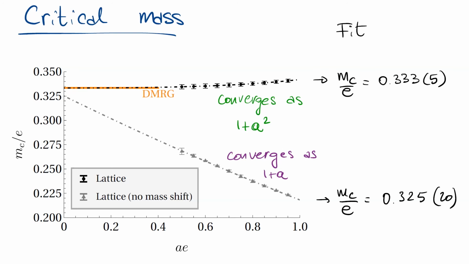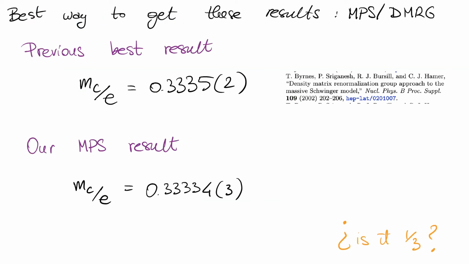But the best results come from DMRG, these tensor network methods that people use. So we also did DMRG. In 2002, there was a paper that considered this, and they found the value of the critical mass to be this number here. We did the same using DMRG and the mass shift, and we beat their precision by 1 digit. And we didn't try that hard. We tried a bit, but not super hard. So we could get an even more precise result than this, but this is due to the mass shift.